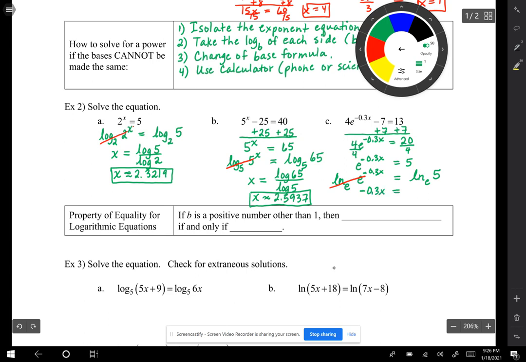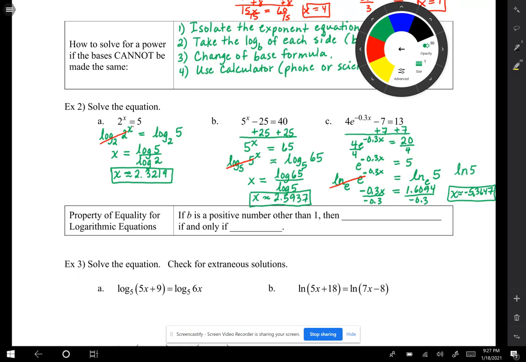But this ln base e, this is the same thing. It's just understood, so all you're going to do in your calculator is punch in 5 and then hit the ln button, and it will give you some decimal number. It gave me 1.6094. And then the last step is to divide both sides by negative 0.3. And that gives you x is about negative 5.3647. And that's how you do exponential equations when the bases cannot be made the same.